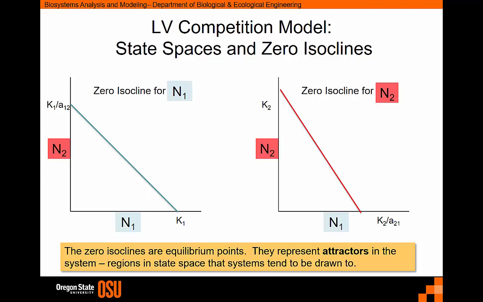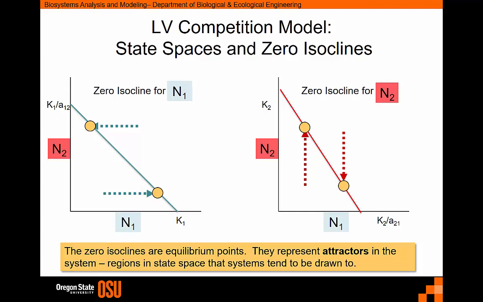Note that the zero isocline divides each graph into two parts. Below and to the left of the isocline, the population size increases because the combined abundances of both species are less than the carrying capacity of the one. While above and to the right, the population size decreases because the combined abundances are greater than the carrying capacity.